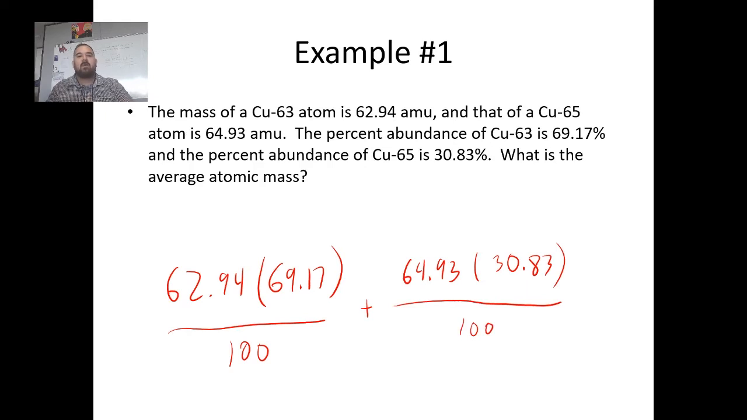So one thing that you probably recognized is all the isotopes should add up to 100%. So 69.17 plus 30.83, these two numbers together, they need to equal 100. If they don't equal 100, that means you're either missing an isotope or you plugged in the number incorrectly. That's just something to know moving forward. So go ahead and solve this one on your own. Once you're finished, we'll go ahead and move on to the next one.